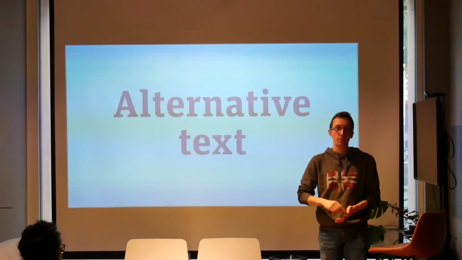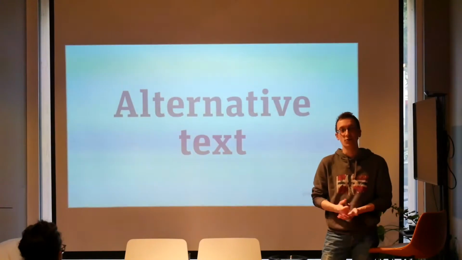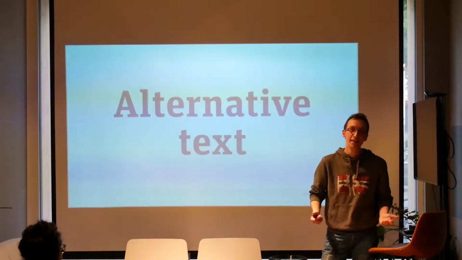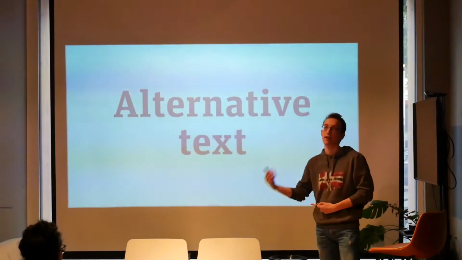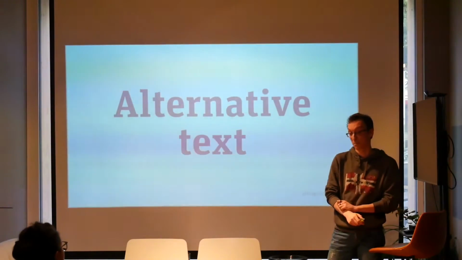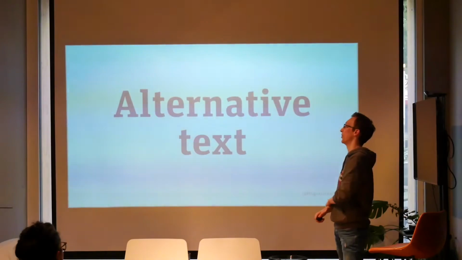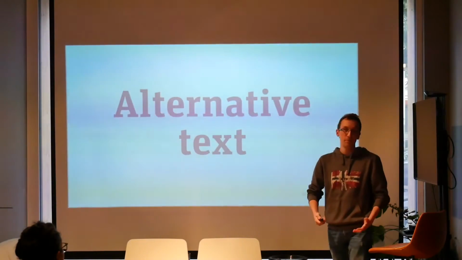And the topic we probably all know all too well about is providing alternative text to everything. So images, graphics, charts, diagrams, videos. And I think this is probably one of the main problems we have on the web regarding having an accessible web for blind people.